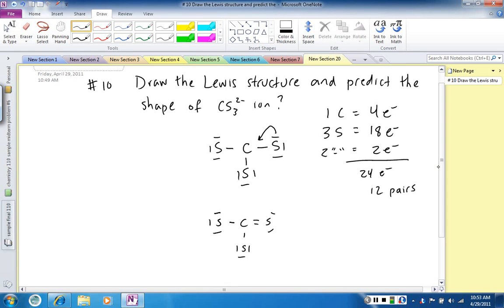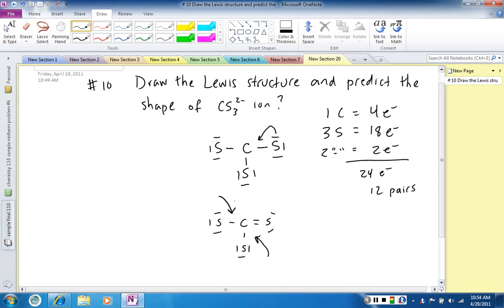And now the carbon has an octet. The sulfurs still all have octets, and we already checked our total of 24 electrons. Now that double bond could also exist right there, or it could exist right there. As long as you have one double bond in that structure and the other 2 are single bonds, then it's the same structure and it'll work.